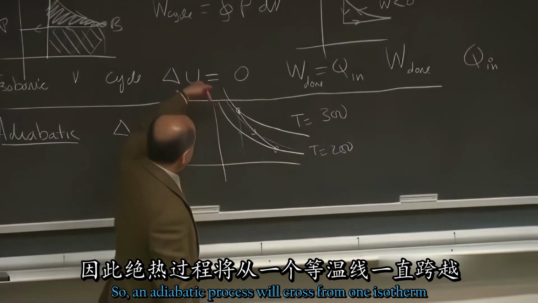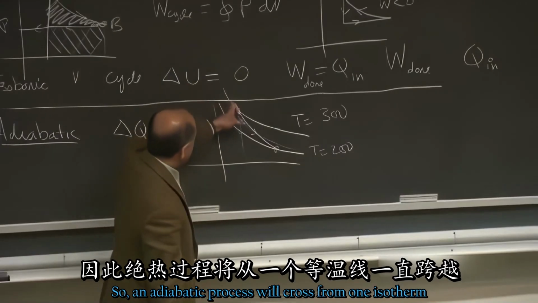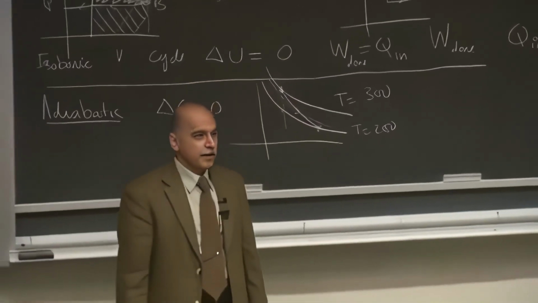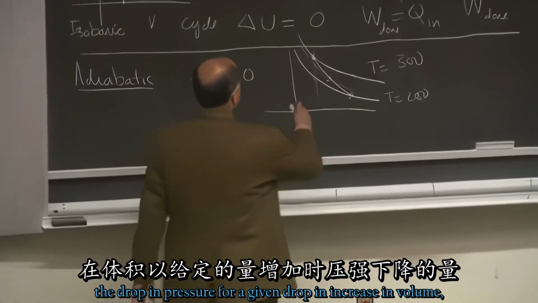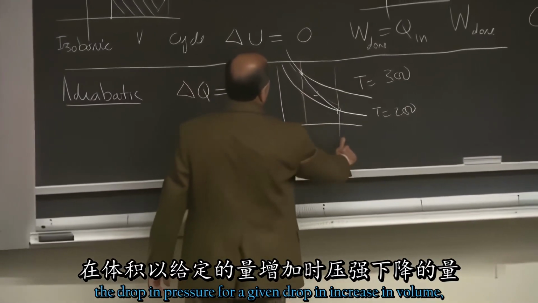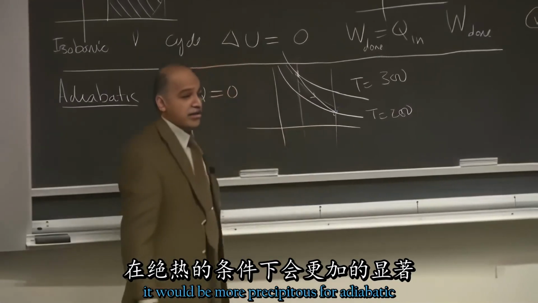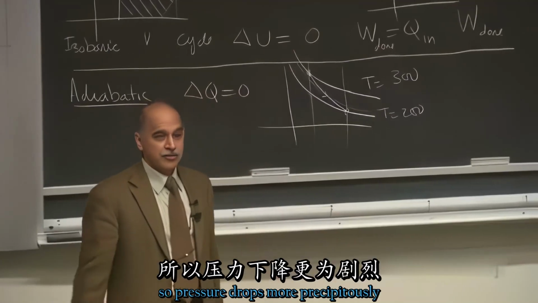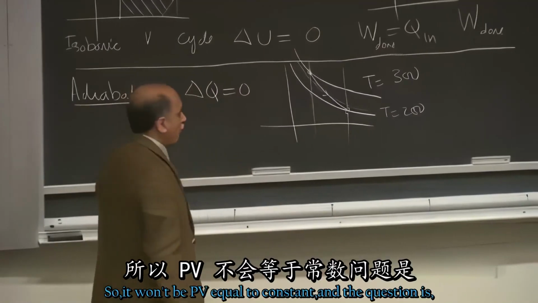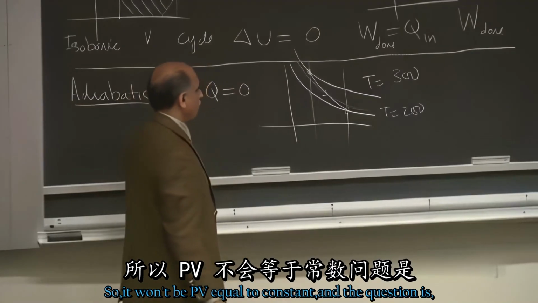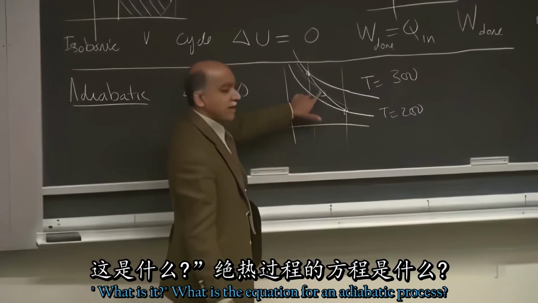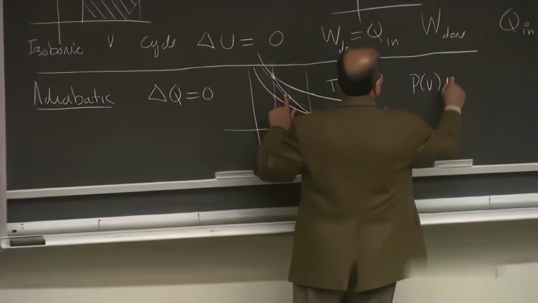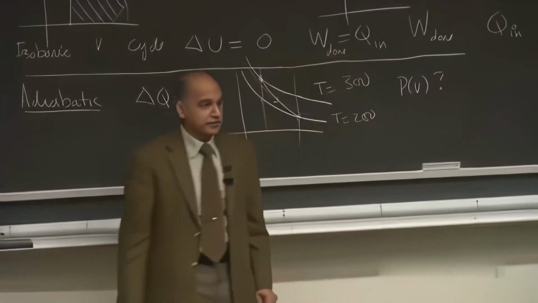So an adiabatic process will cross from one isotherm to the next, to the next, changing temperature. Another way to say this is that the drop in pressure for a given increase in volume will be more precipitous for adiabatic because it's expanding, but there's no energy coming in the form of heat, so the pressure drops more precipitously. So it won't be PV equal to constant. And the question is, what is it? What is the equation for an adiabatic process? What is P as a function of V? That's what we want to ask now.